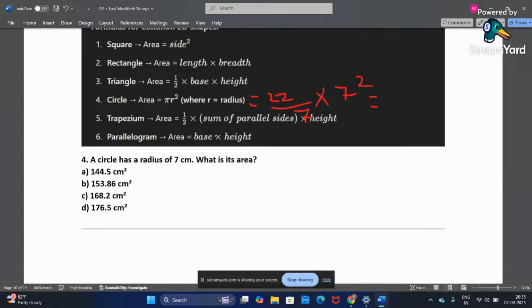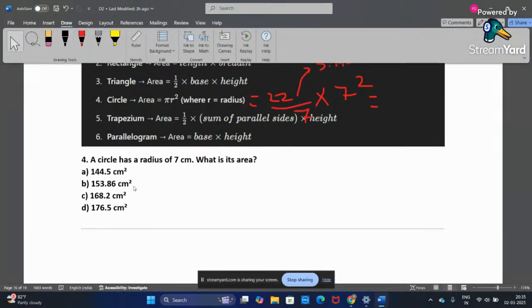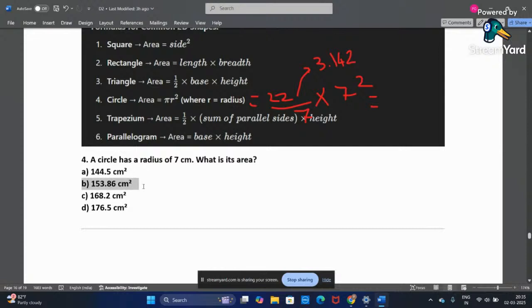What is the answer? What is the pi value? Pi value is 3.142, right? So 3.142 into 49, we are getting 153.86, right? Yes. This will be the answer.